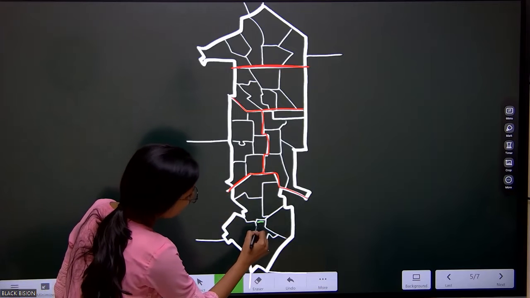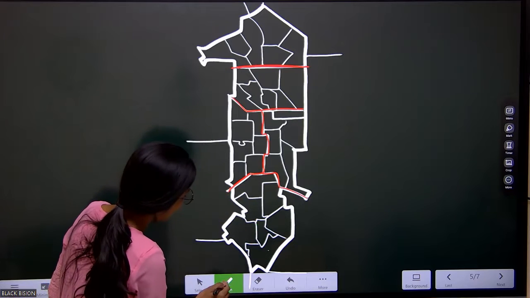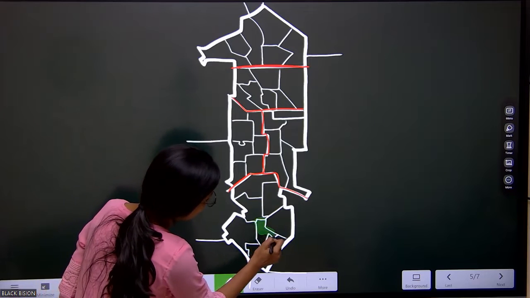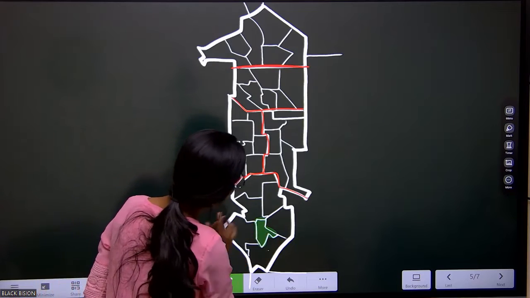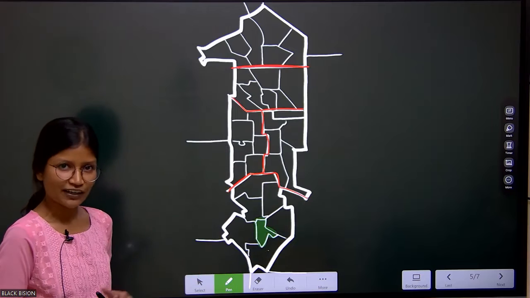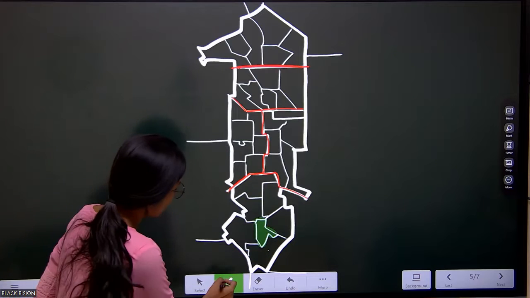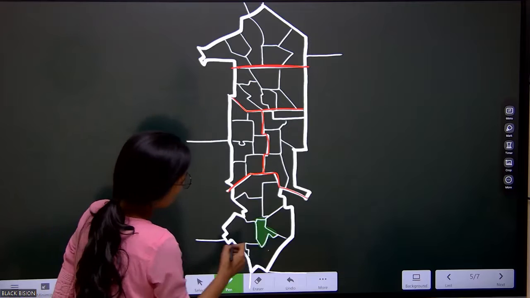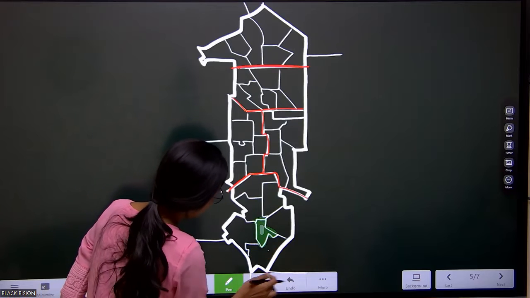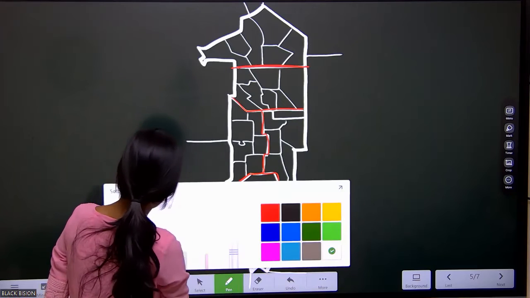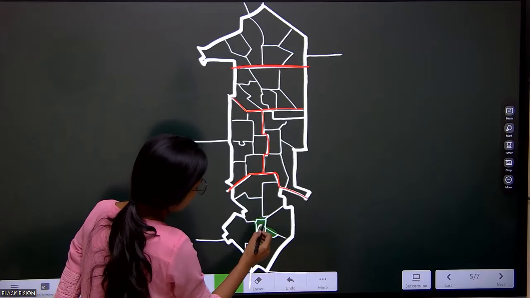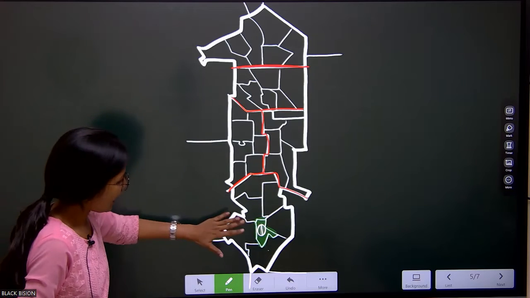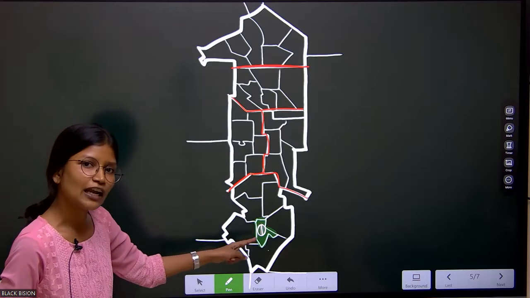But can you see a very small district here? Okay, let me just use the highlighter so that it's easily visible. Can you see this particular district here? What is the name of this district? This is Dantewada. So let me write the number here. Okay, fine. So 1. So in the Bastar subdivision, we have this district which is landlocked.